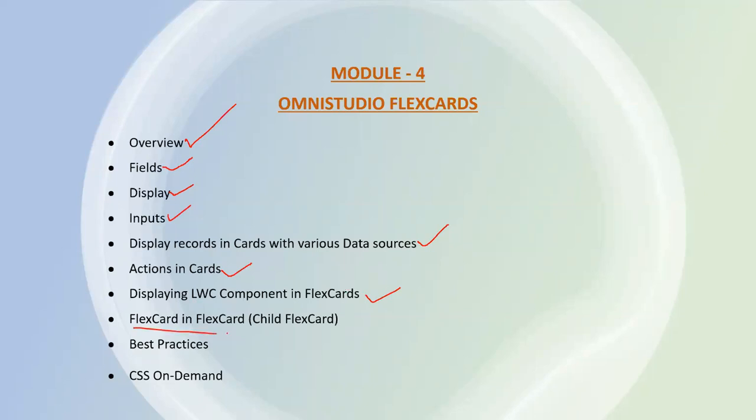And flex card in flex card. So there are two flex cards. I want to show one flex card in another flex card with the help of child flex cards. I can also do that. And again, best practices. What are the best practices we will be following in our real-time projects?